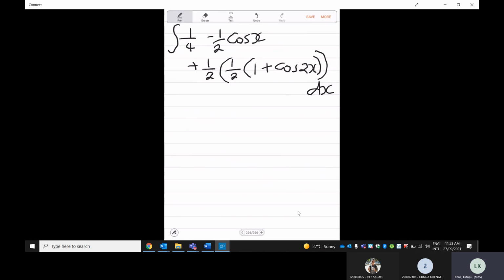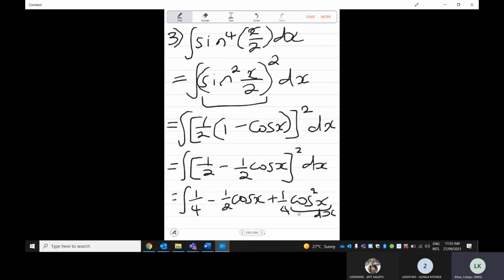Why are we putting 1 over 2 instead of 1 over 4? Is it 1 over 4? Yeah, it's 1 over 4.